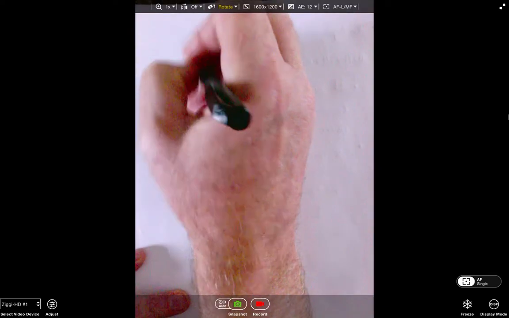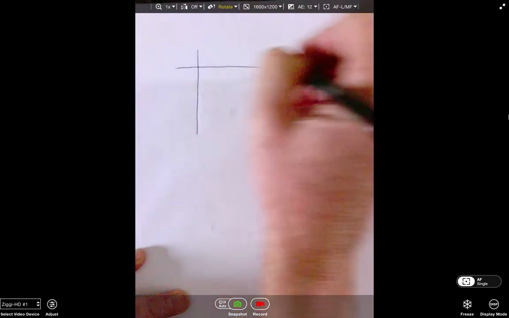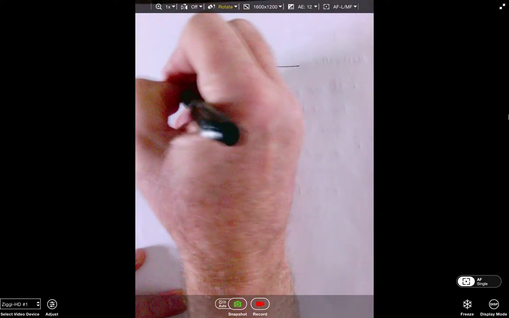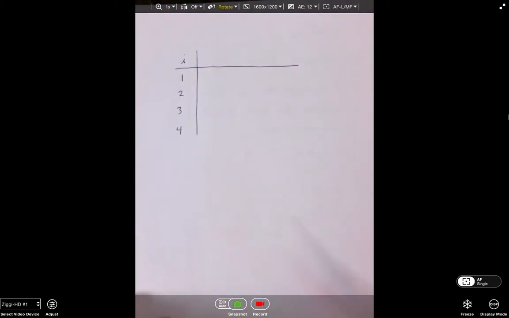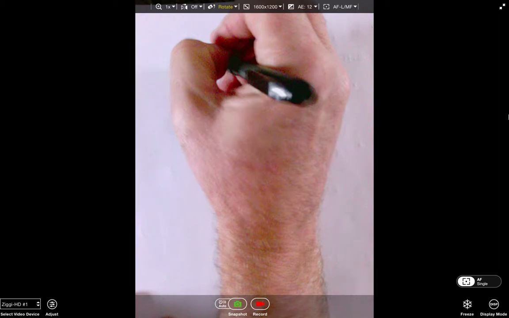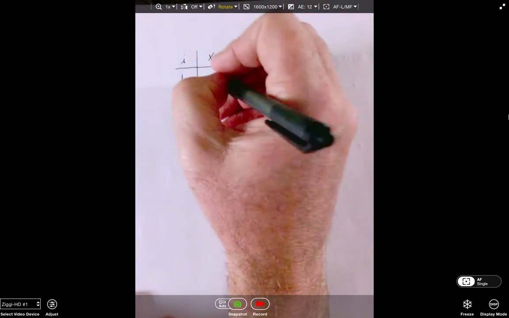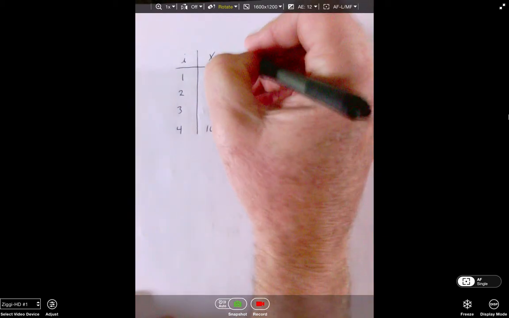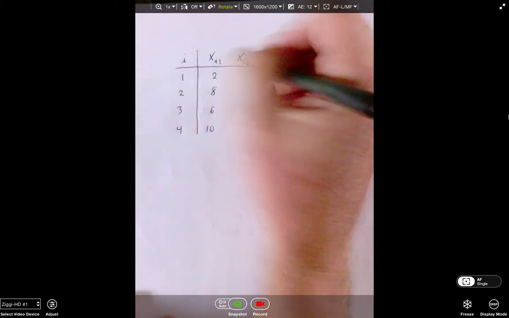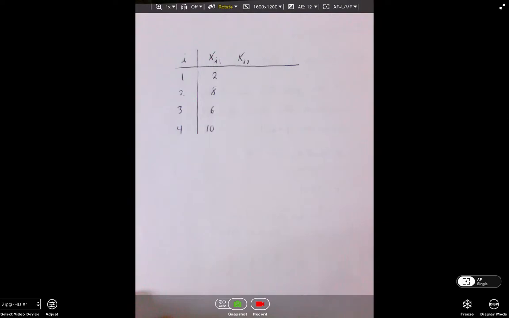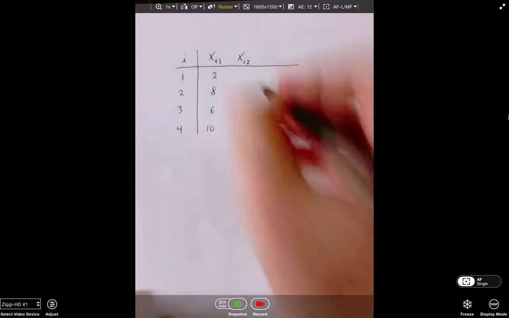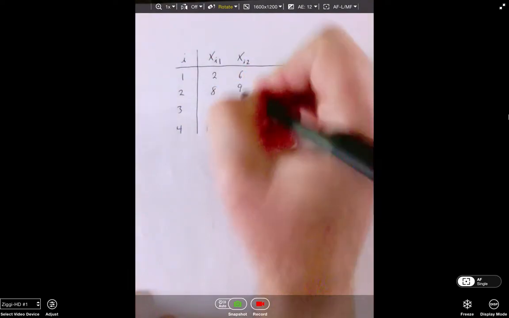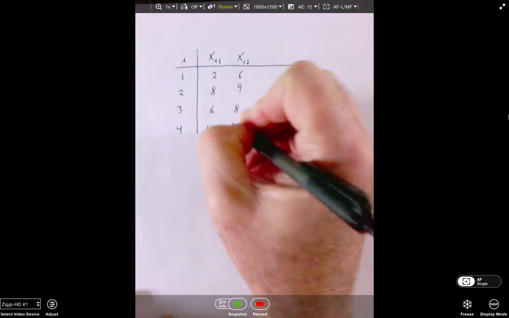Now, I pulled out this data just to illustrate this. So if we have 4 observations, and let's say that we have 2, 8, 6, 10 as the data we've collected from one population, and then 6, 9, 8, 10.